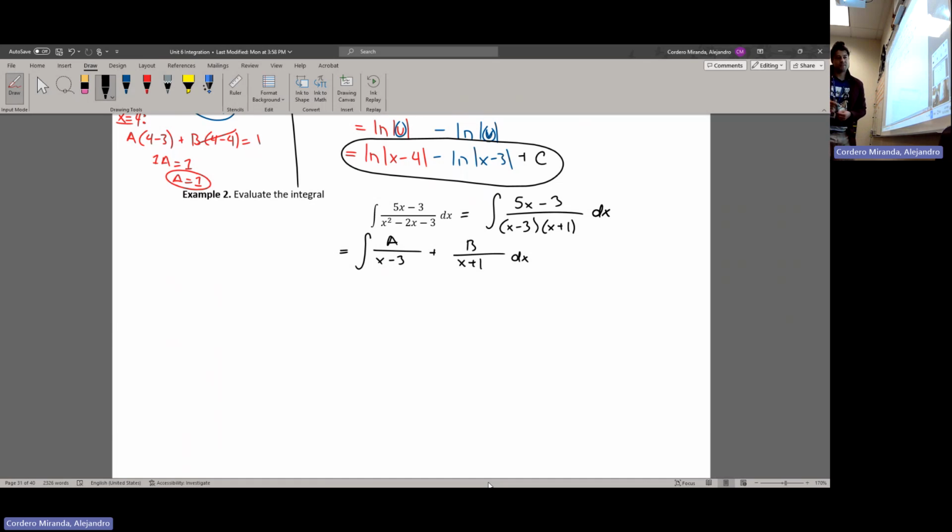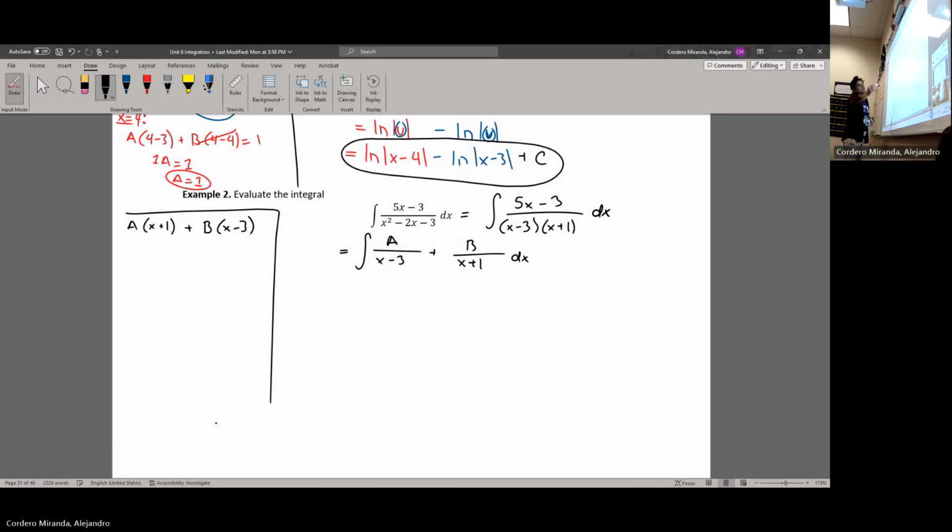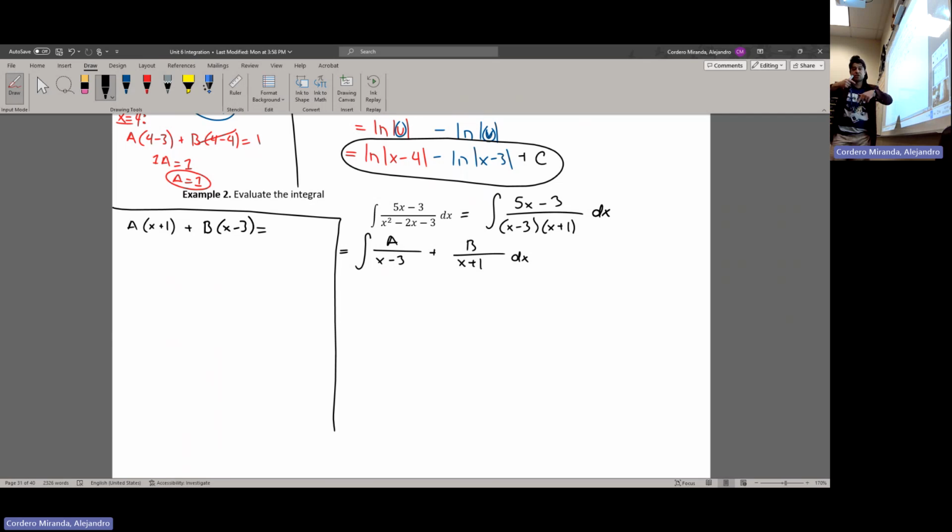All right, cool. So now I just need to find out what A and B are. So let me do my side work over here. A times x plus 1 plus B times x minus 3. I'm kind of cross-multiplying, if you will. Again, it's like if I were to combine these and get a common denominator, then the result needs to be equal to my original numerator. What was my original numerator? Oh, 5x minus 3 right here.